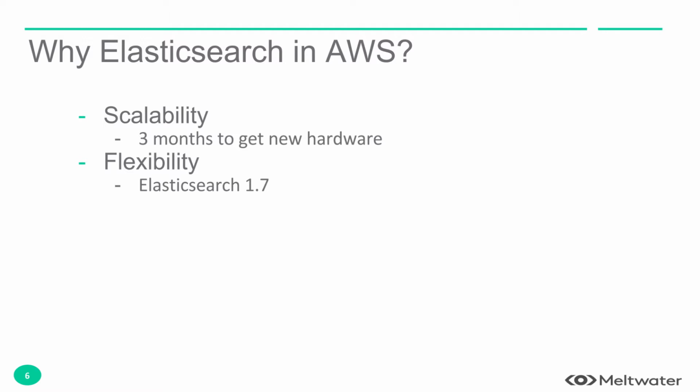And it took us 3 months to get new hardware. From the point that we were ready to say, this is what we want to order, this is how many we want, which types we want, and the contracts were signed, it still took 3 months for us to get new data nodes up. That's way too long. We can't really do that. We need to be able to move faster.